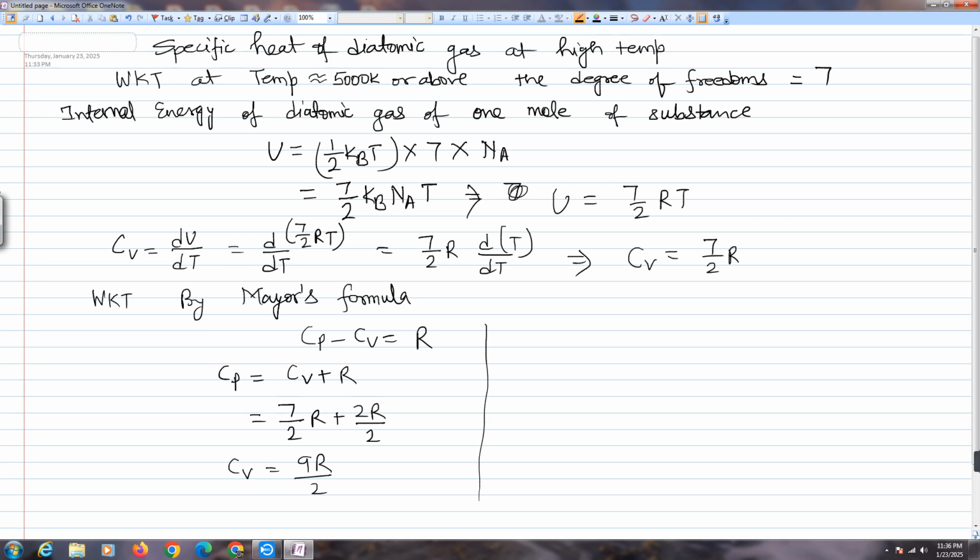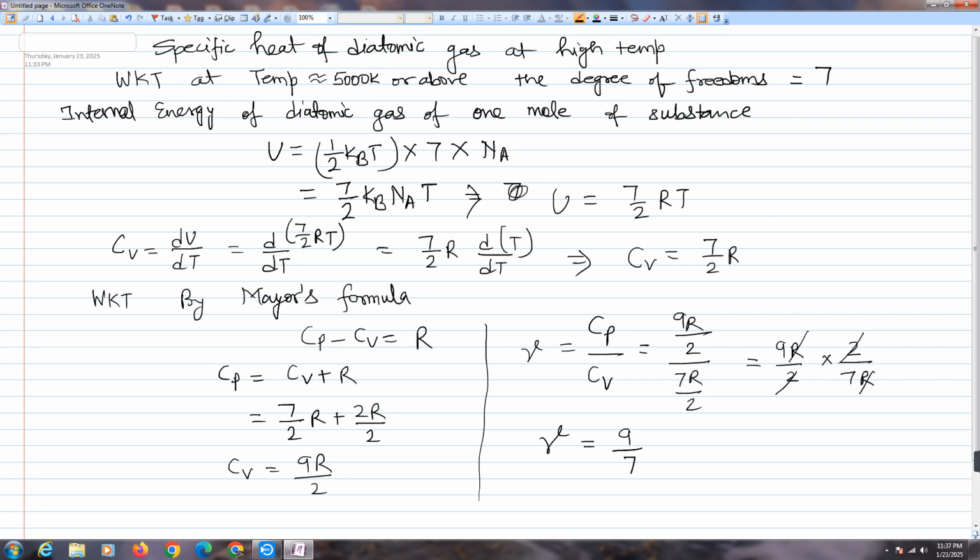Now we have to find the value of gamma. Gamma is Cp upon Cv, correct? So this is the value of specific heat ratio gamma, and its value comes out Cp upon Cv, and it is 9R by 2 divided by 7R by 2, and it can be solved like this: 9R by 2 multiplied by 2 upon 7R. 2 will cancel by this, R will cancel by this, and the value of gamma can be written as 9 upon 7. So that's all about the value of specific heat of diatomic gas at high temperature.